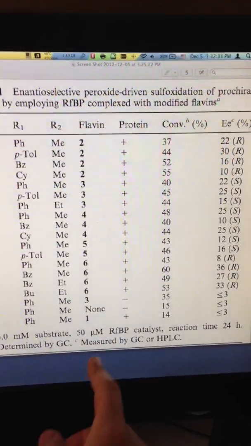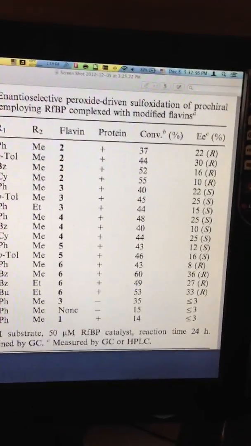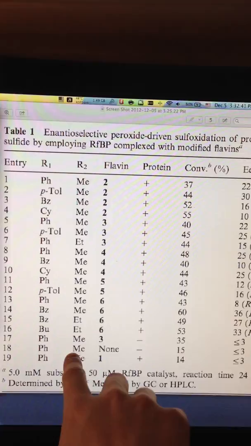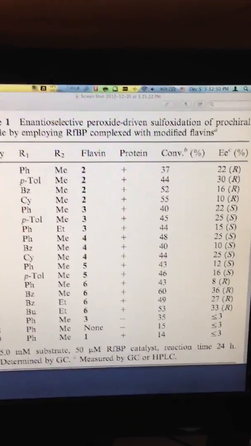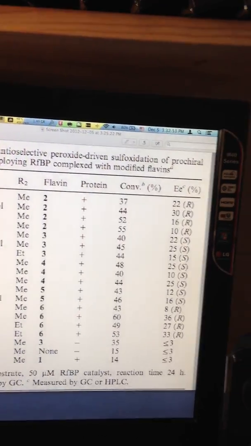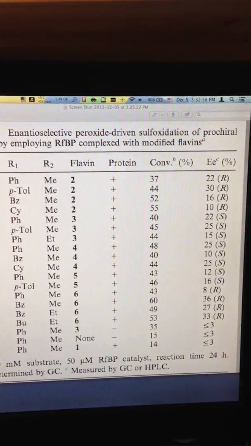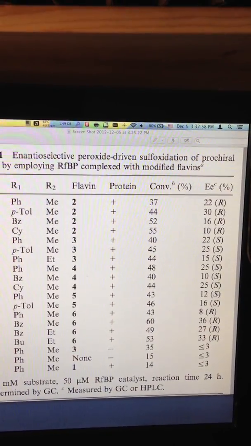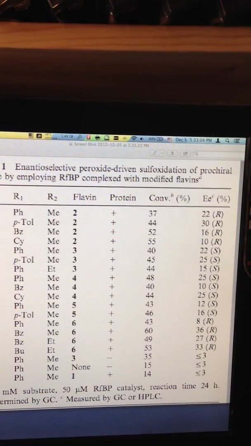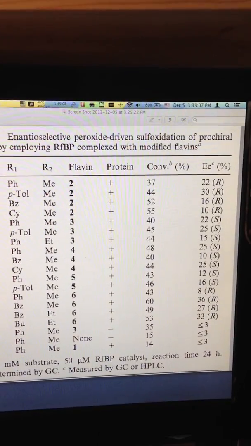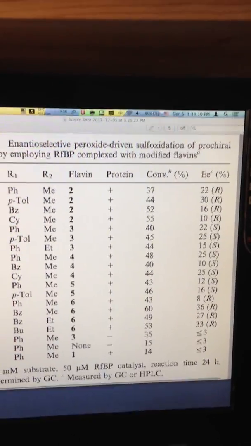And for the controls, we see the ones without this protein do not show too high of a conversion percentage, and all 3 of the last ones that are controls show an EE of less than 3%, which shows the way that cofactor redesign is a viable approach to create artificial flavoenzymes with unprecedented activities. And that's about it for the table.